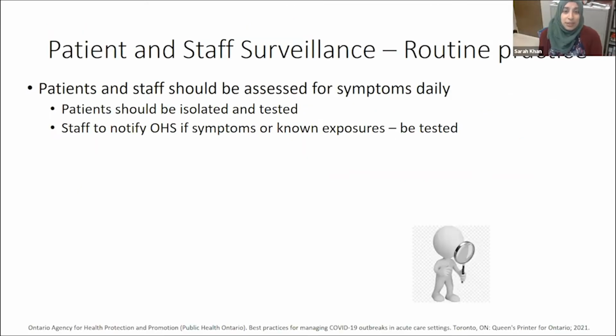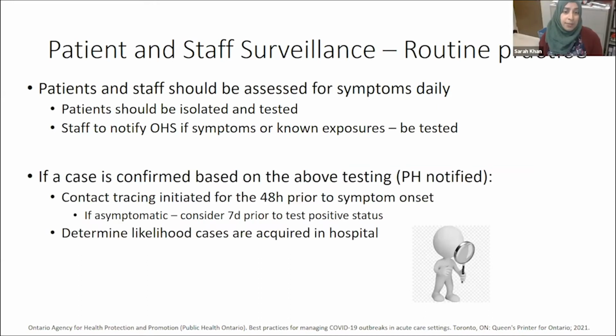So what do we typically do to try and prevent this? Well, the goal would be to have active surveillance every single day. Every patient and staff member is assessed to see if they have any symptoms, isolated should that occur, and tested as quickly as possible to know if you have a case. Once a case is confirmed based on testing, then you have to pursue contact tracing, typically for the 48 hours prior to their symptom onset, as we mentioned, that pre-symptomatic period. But if they are actually asymptomatic and testing positive, we typically go 7 days prior to that positive test, again, to see possibly where transmission might have occurred in that interval period.